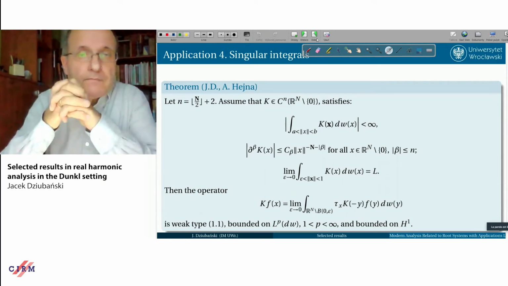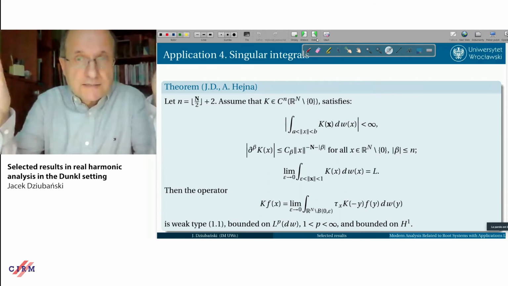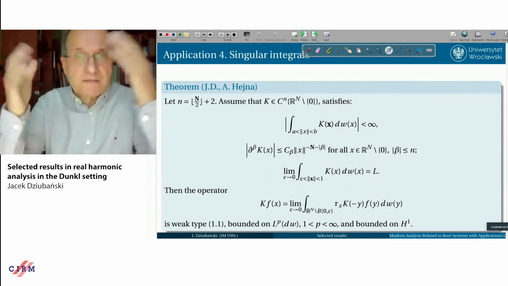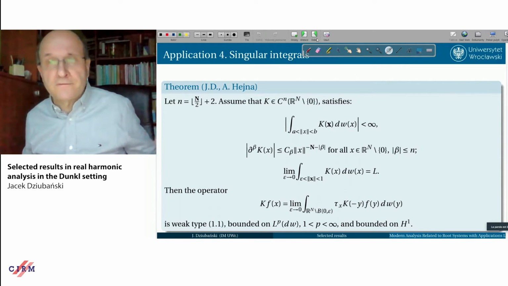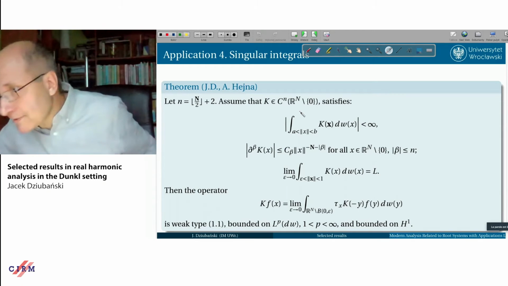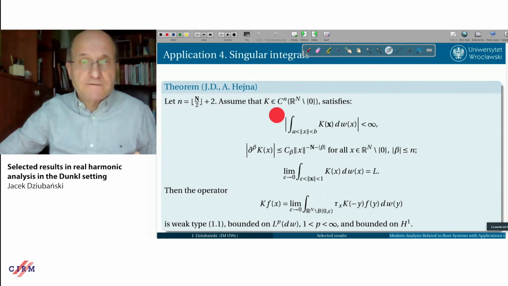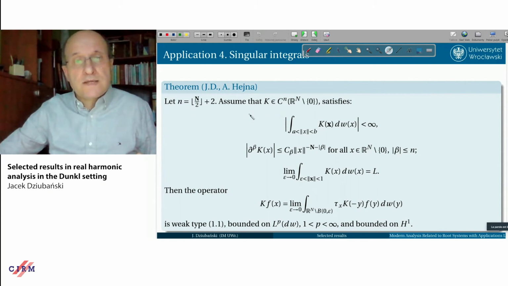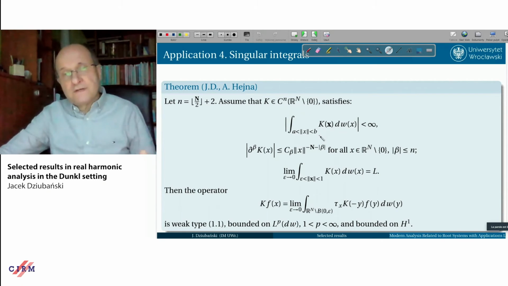With multiplier operators, we can connect to singular integral operators. We know that multiplier theorems are very close to the theory of singular integrals, but we may study singular integrals separately. So we may prove the following theorem. Assume that we have a kernel which is continuous and has some smoothness. The kernel is defined away from the origin, and it satisfies very natural conditions.